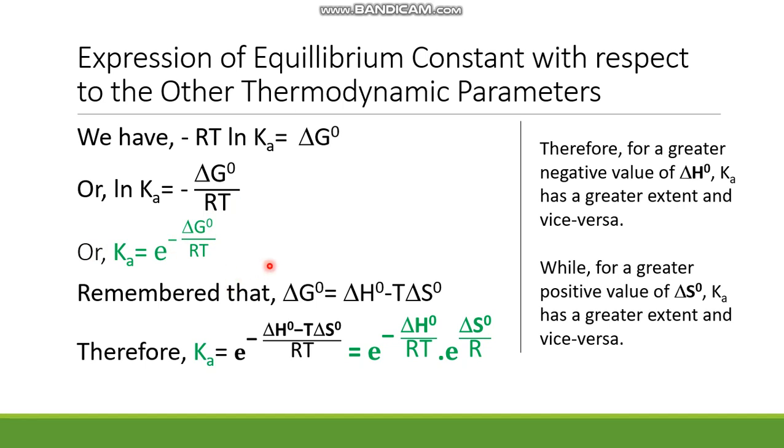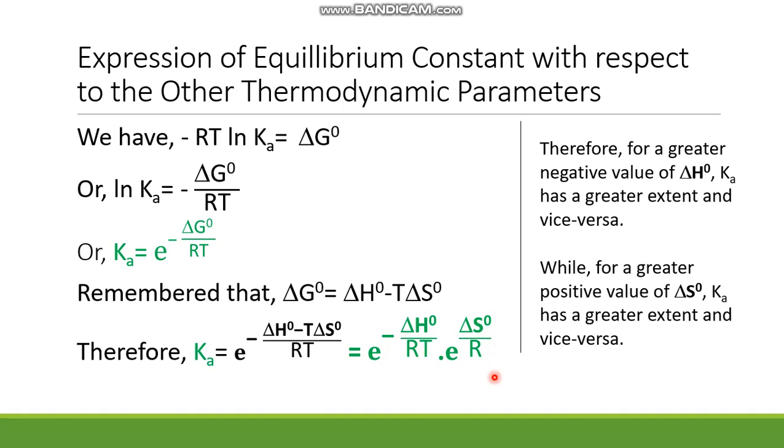And we know from thermodynamics delta G0 equals delta H0 minus T delta S0. So instead of delta G0, we can put this value, resulting in an expression having two exponential terms: exponential of minus delta H0 by RT into exponential of delta S0 by R.